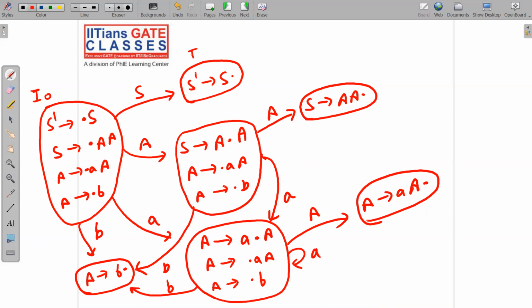So I0, I will label it as I1, then I2, then I3, I4, I5, I6, okay? So in total we have 7 states, no? Because we are starting from I0 to I6. Total we have 7 states here, okay? Please note it down carefully. So step number 2 is completed, okay?